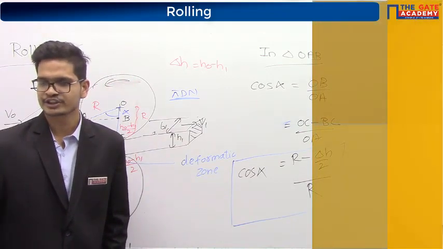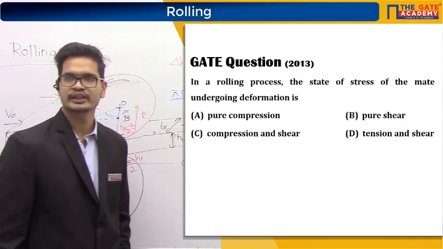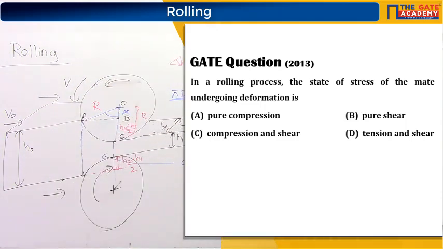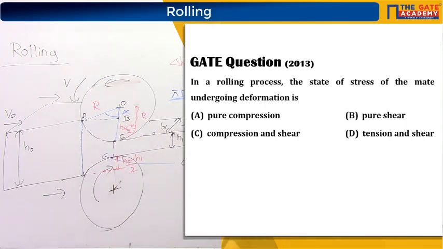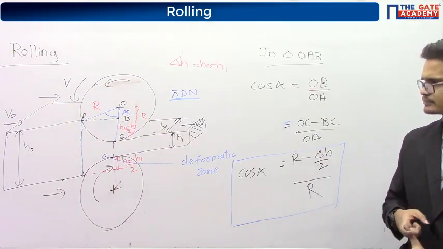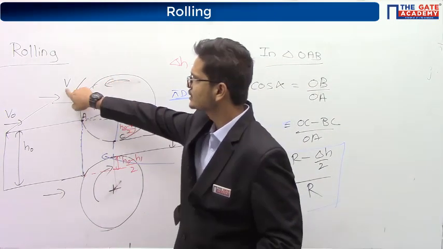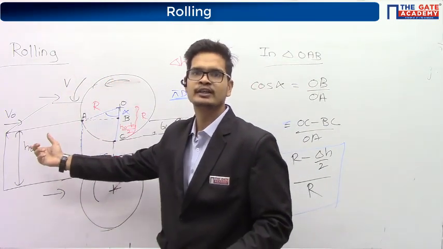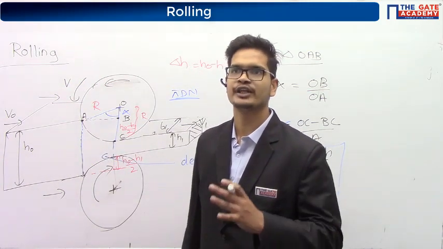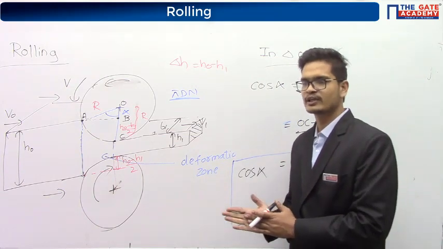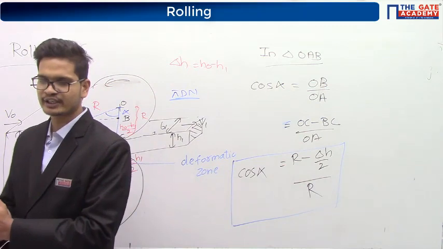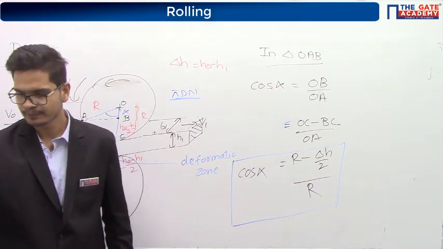In rolling process, what could be the state of stress of a metal undergoing deformation? Yes guys, option C is the right answer. See Rahul, first of all, the material is getting compressed between the rollers. Hence one will be compression. And because of the different velocities, the surface velocity of roller is V, the entry velocity of the component is V0, they are having different velocities, therefore some shear will also be acting, right? Hence the answer is compression and shear, option C.